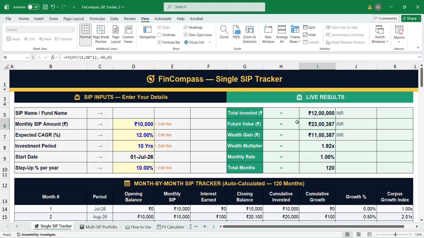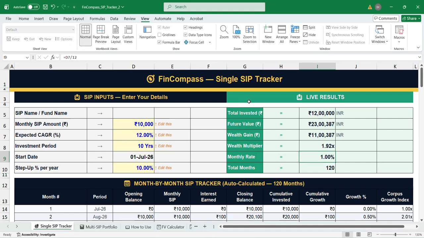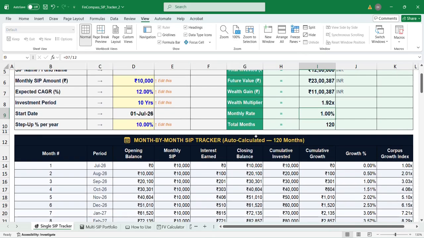Now the next input, which is different here, is this monthly rate. What is this monthly rate? The 12% CAGR highlighted here is getting divided by 12 months, which gives us 1% return, a consistent return every month. Again, this is subject to market fluctuation.